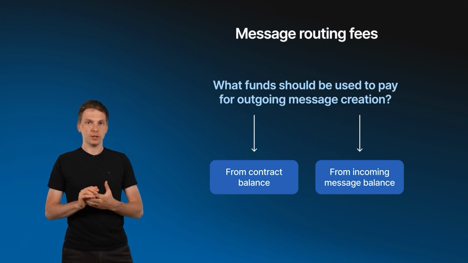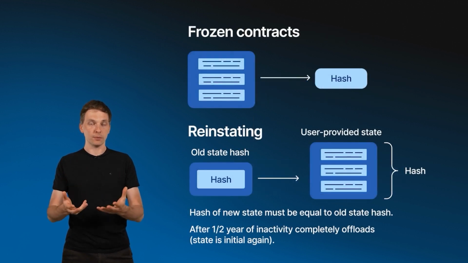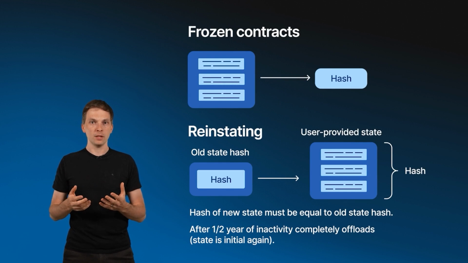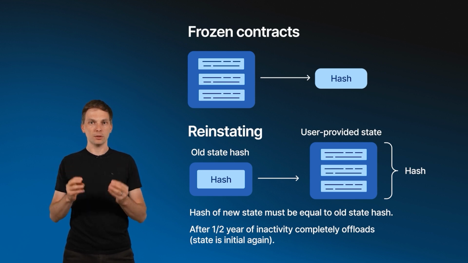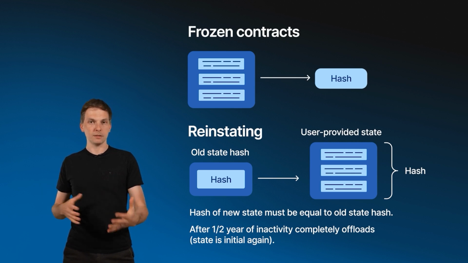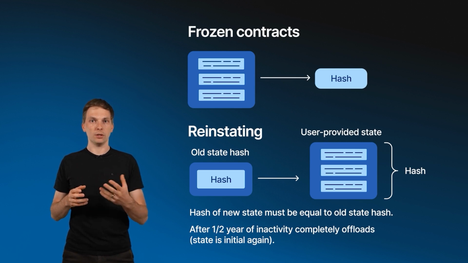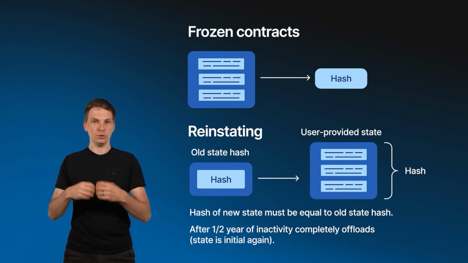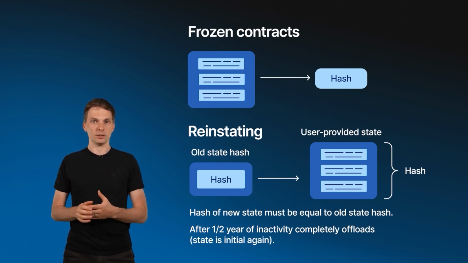There is another consideration regarding rent. If the contract runs out of funds because of the rent, then it may become frozen. This means that the network will offload all of its data and replace it with a cryptographic hash of its latest state. This means that the data is not lost, but the network optimizes the storage and offloads expensive data out of the storage of the validators. And when the user of this contract comes along and wants to reinstate the contract, to unfreeze it, they have to provide their own snapshot of the data that matches this hash.